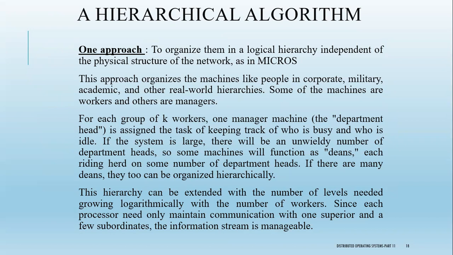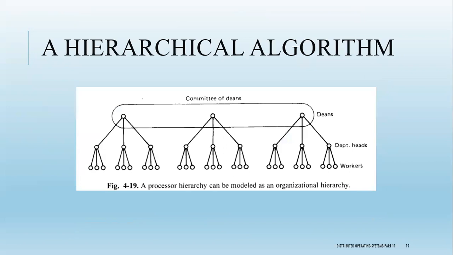and who is idle. If the system is large, there will be an unwieldy number of department heads. So some machines will function as deans, each riding herd on some number of department heads. If there are many deans, they can be organized hierarchically. This hierarchy can be extended indefinitely, with the number of levels needed growing logarithmically with the number of workers. Since each processor need only maintain communication with one superior and a few subordinates, the information stream is manageable. The hierarchical algorithm diagram is shown on the screen.